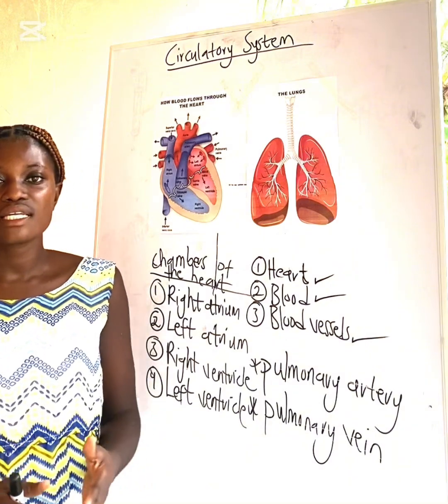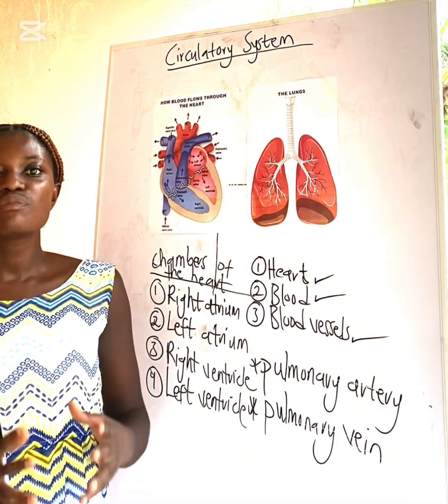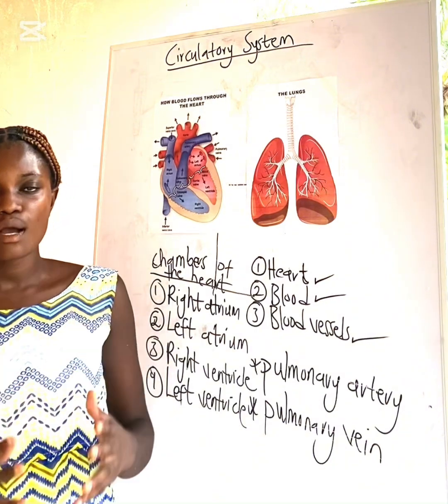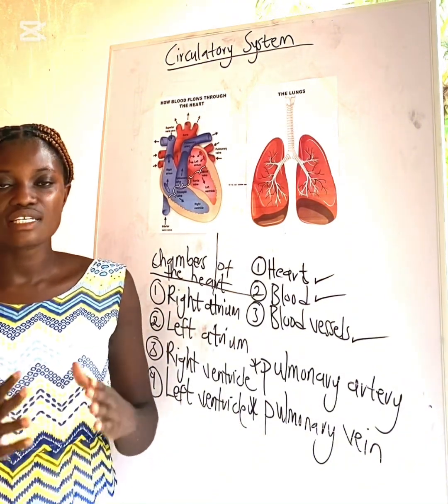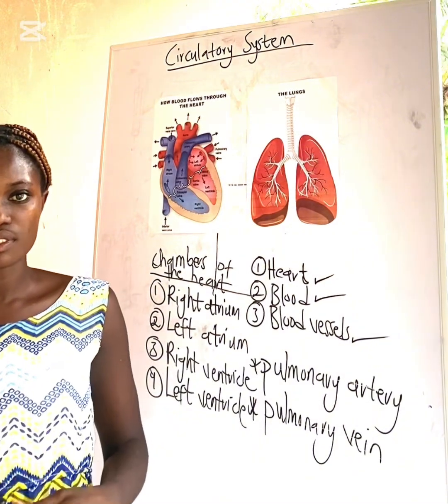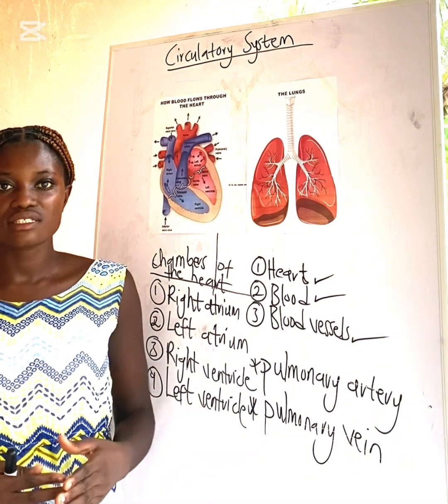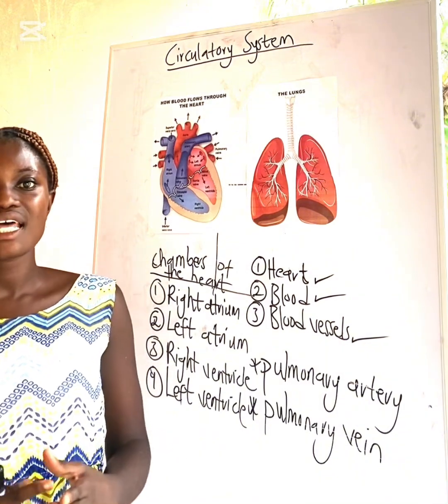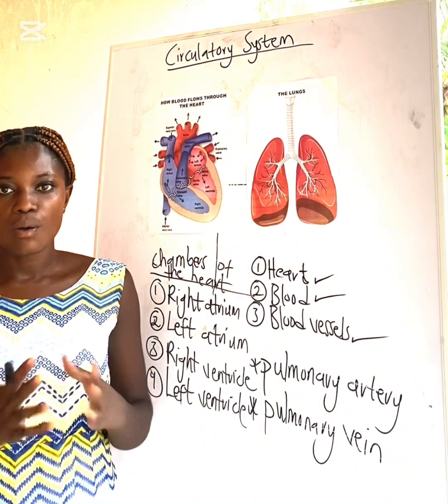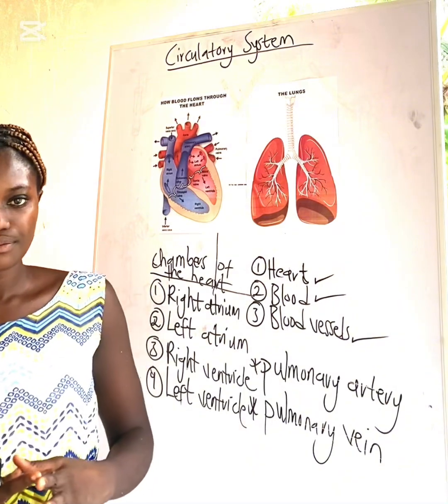When we say a blood is deoxygenated, it means that that blood contains carbon dioxide and it has already been used by the body. Or in simple terms, that blood has already been used by the body, or it is impure.